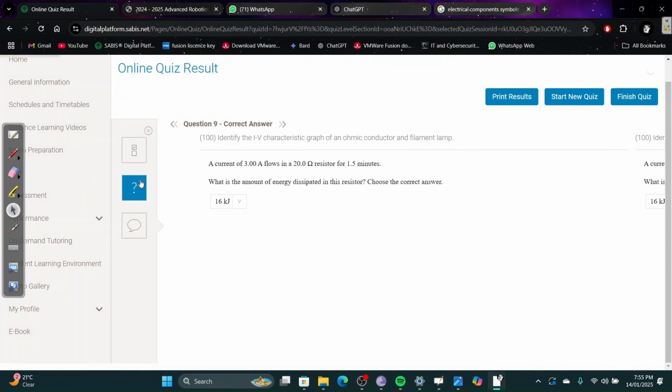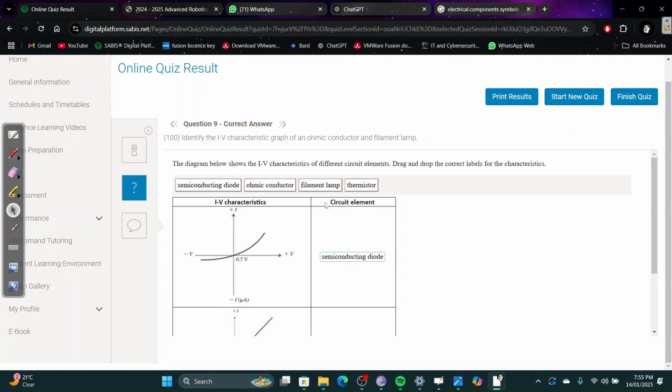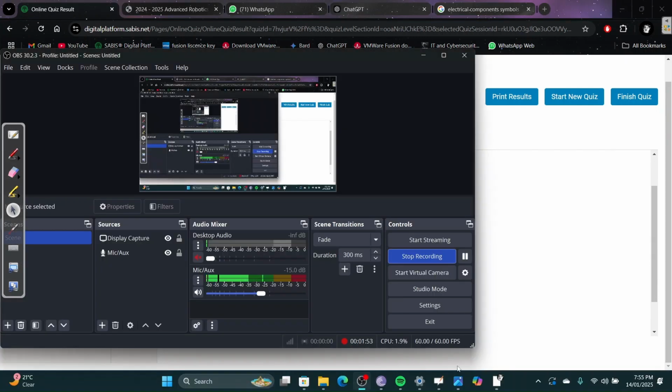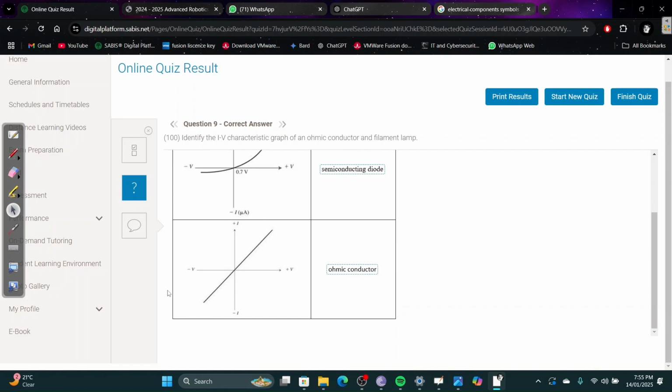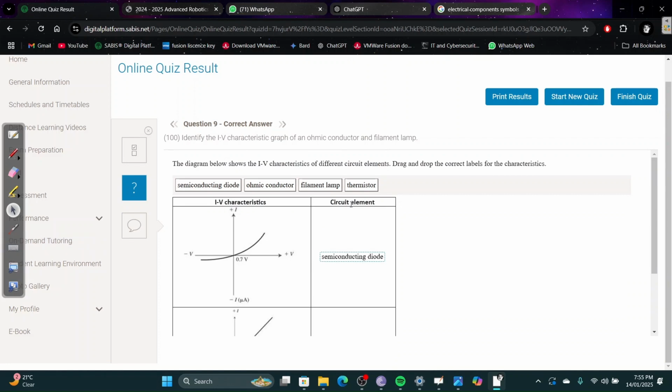Okay, question 9. This one I would recommend memorizing. This one you have to memorize. They're in the book. This is the straight line that obeys Ohm's law, so we call it ohmic. This is a semiconducting diode.